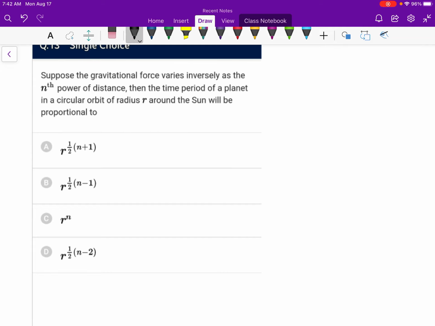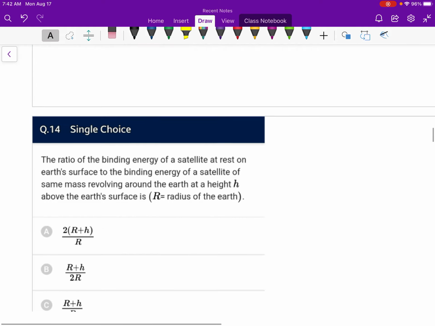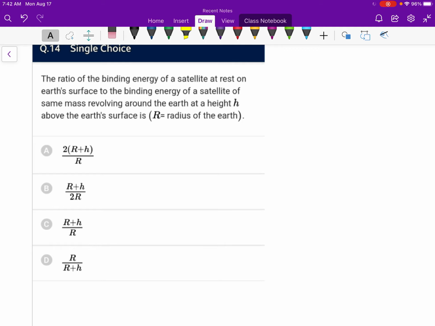Suppose the gravitational force varies with the nth power of distance. So F is, say, inversely, k upon r to the power n. Then the time period in a circular orbit of radius r around the sun will be. So F is m omega square r, which is 4 pi square upon T square into r. So T square is proportional to r to the power n plus 1. So T is proportional to r to the power n plus 1 whole divided by 2.